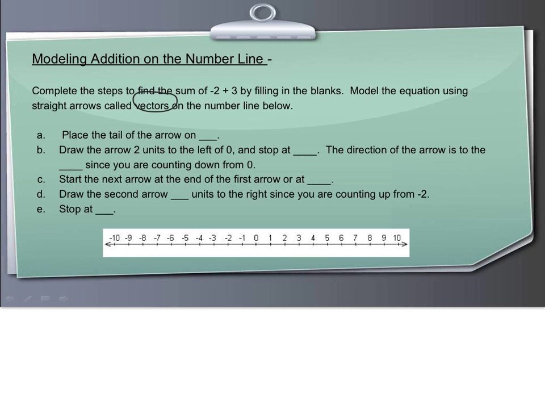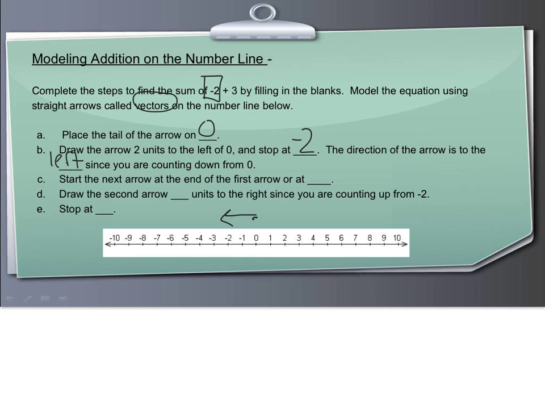All right, so when we go ahead and model addition on a number line, we always start with the tail of our first arrow on the integer 0. So we're going to start at 0. Because I have a -2, I want to move to the left. So I want to draw the vector or my arrow 2 units to the left of 0. This represents my -2. I'm going to stop with the head of the arrow on -2. The direction of the arrow is to the left since you are counting down from 0.